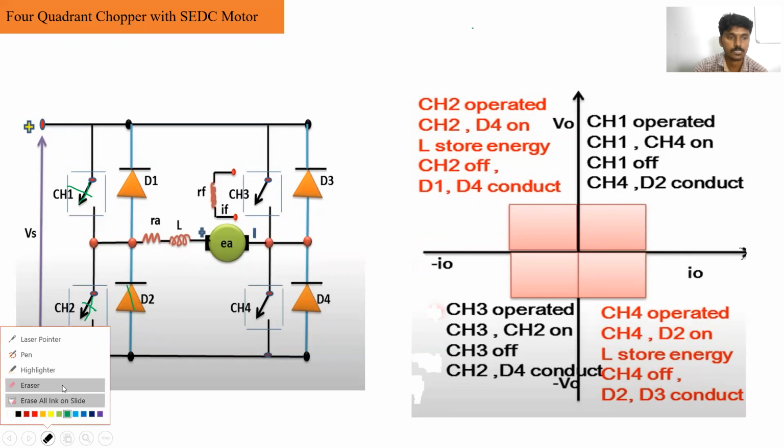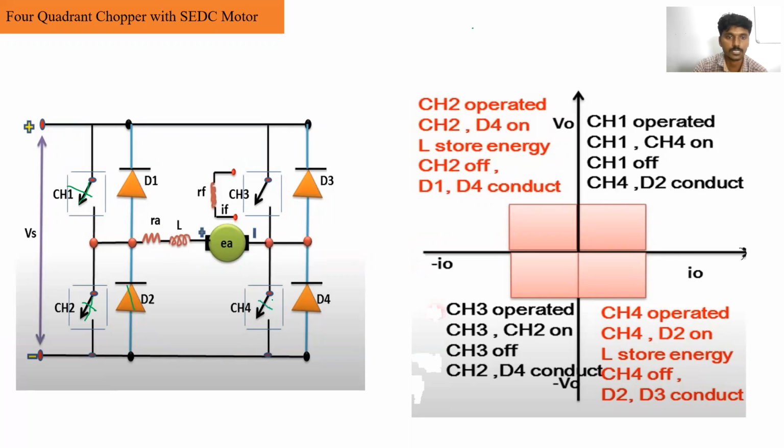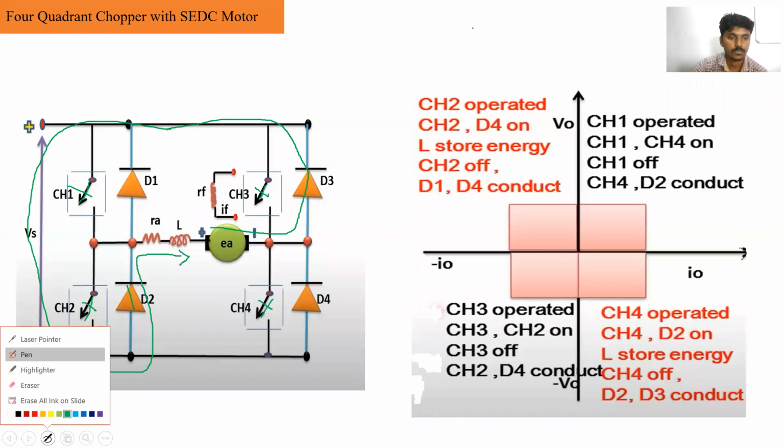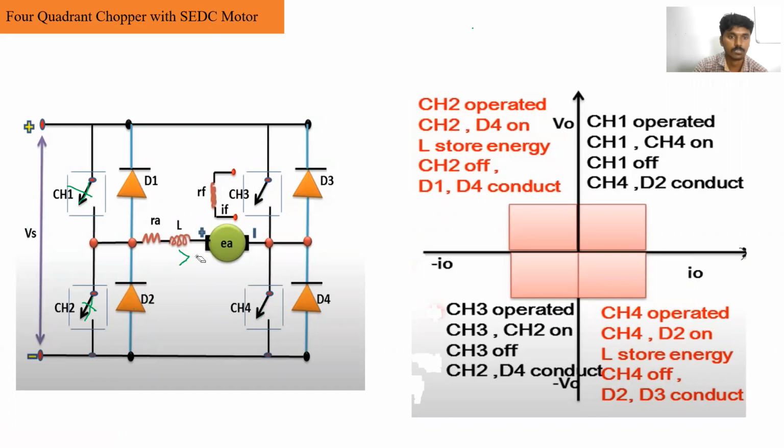Fourth mode, second case. CH4 is in the off condition now. All the switches are in the off condition. So how is the current flowing? In the previous case, some amount of energy is stored. That energy will be released with reverse polarity across the load, through the supply, through D3, D2, like this. So again I will draw, please check it once.